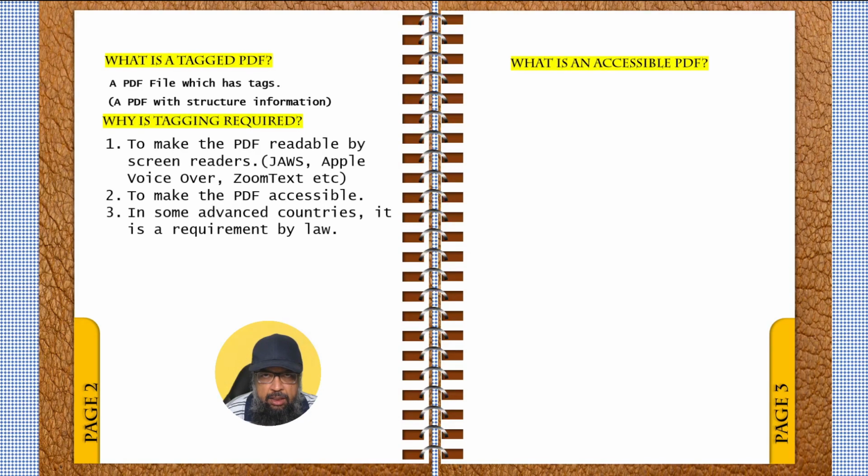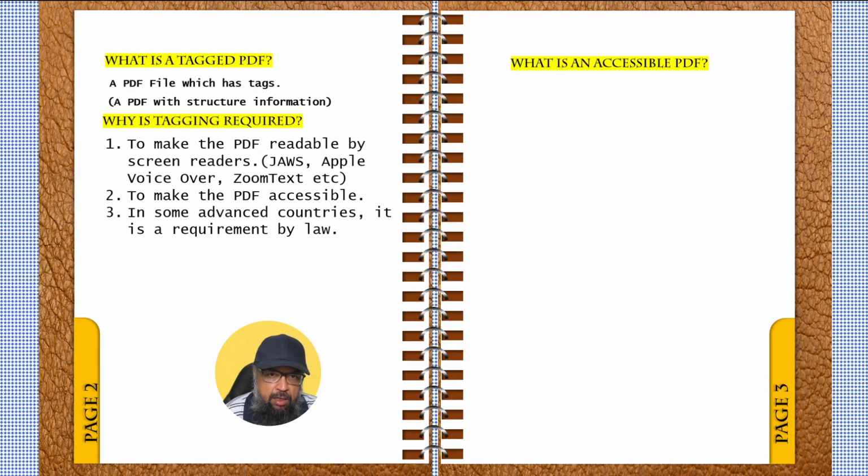Now, there are three main reasons. The first is to make the PDF file readable by screen readers. These are applications which help disabled people: people with vision impairment, blind people, or people with hearing difficulties, deaf people. And these screen readers read the document for blind people, for example.